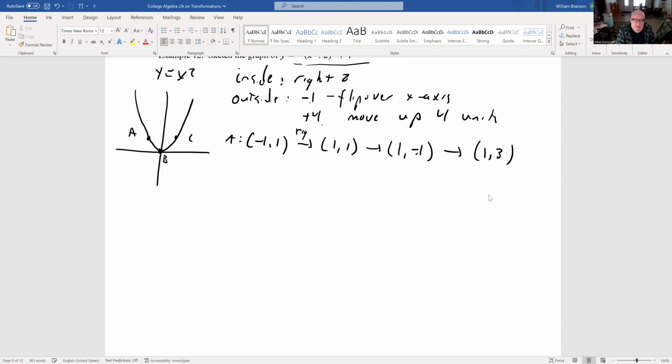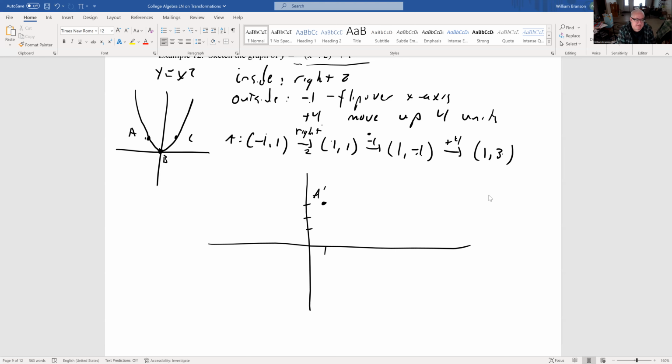So right 2, that changes our x coordinate, times -1. Outside means we multiply the y coordinate by -1. And then +4 outside means we add the -1 plus 4 to get 3. So A moves to there. What about B?